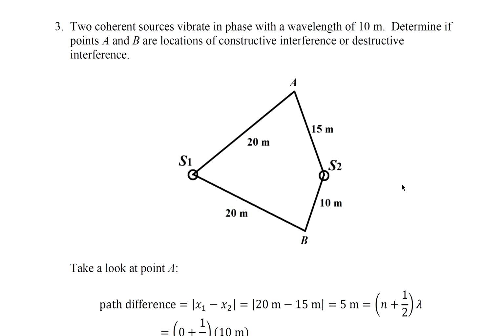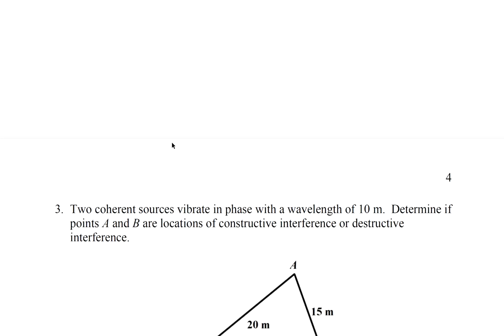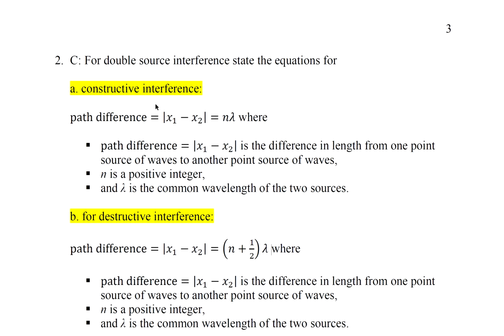Two coherent sources vibrate in phase with a wavelength of 10 meters. So we have source 1, source 2 in this image. Determine if points A and B are locations of constructive interference or destructive interference. So take a look at this equation up here for constructive interference. Path difference equals x1 minus x2 equals n lambda.